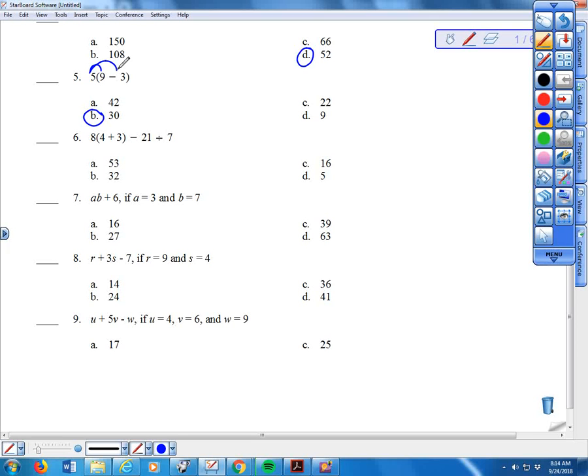I could also distribute the 5. What's 5 times 9? 45. And what's 5 times 3? 15. And what's 45 minus 15? 30. See how that works? You can do it both ways.